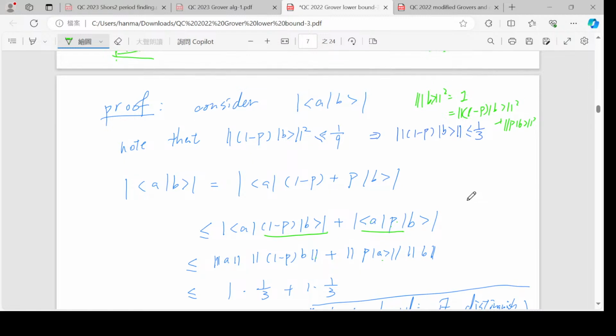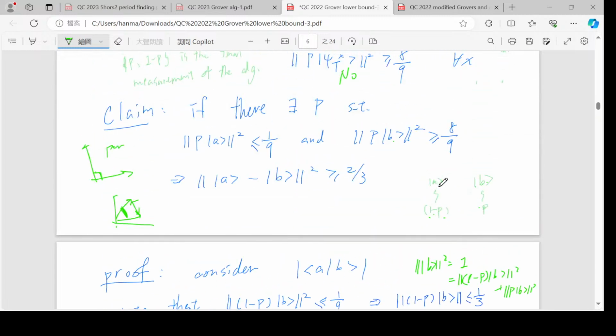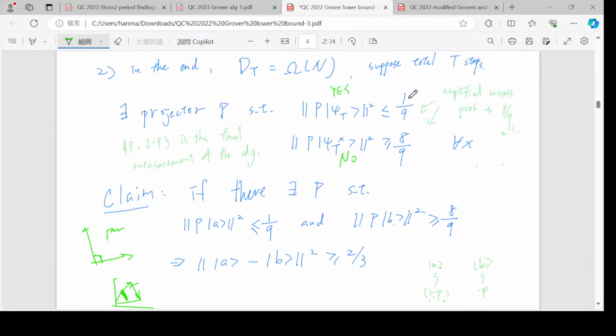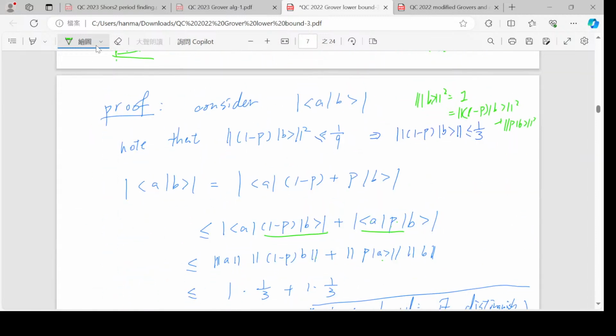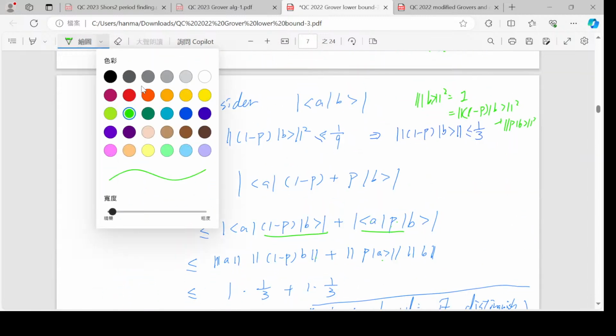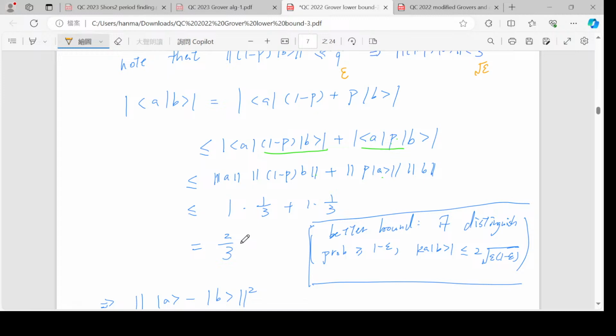Well, let's do a little calculation. Assume this number is epsilon and this is 1 minus epsilon. If this number, let's use yellow, is epsilon, then this number is square root epsilon. And what we show is that the inner product is less than or equal to 2 square root epsilon.